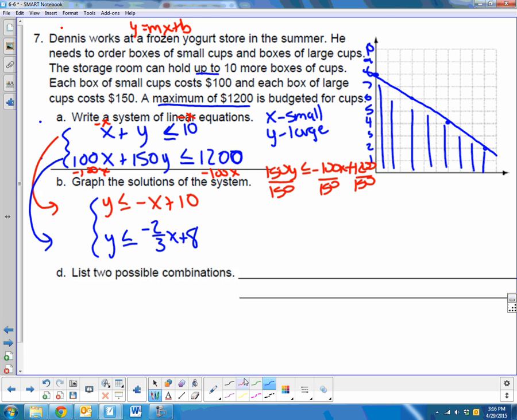Okay, now I do my red one. The y-intercept is 10, the slope is negative 1, so down 1 over 1, down 1 over 1, and so on. Okay. And it's less than or equal to, so a solid line, not a dashed line. And y is less than, so I'm going to shade everything below the line. There we go.